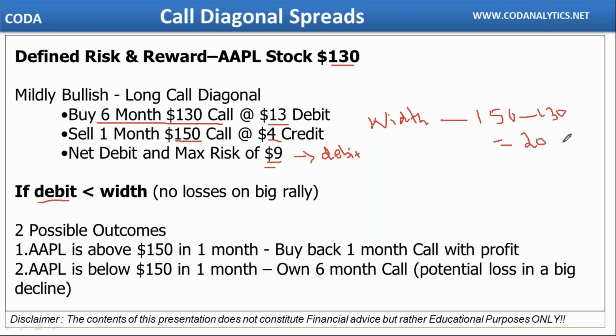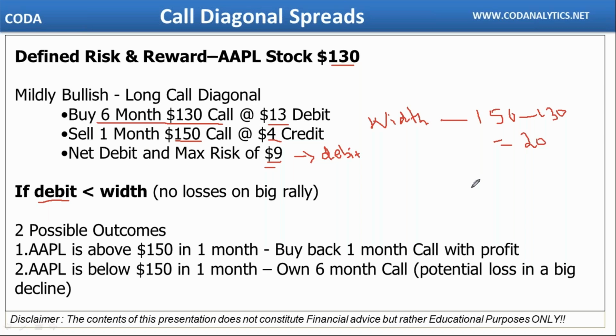So if the debit is less than the width, there are no losses on a big rally. The debit is 9, the width is 20. So when you say no losses on a big rally, what does this mean?